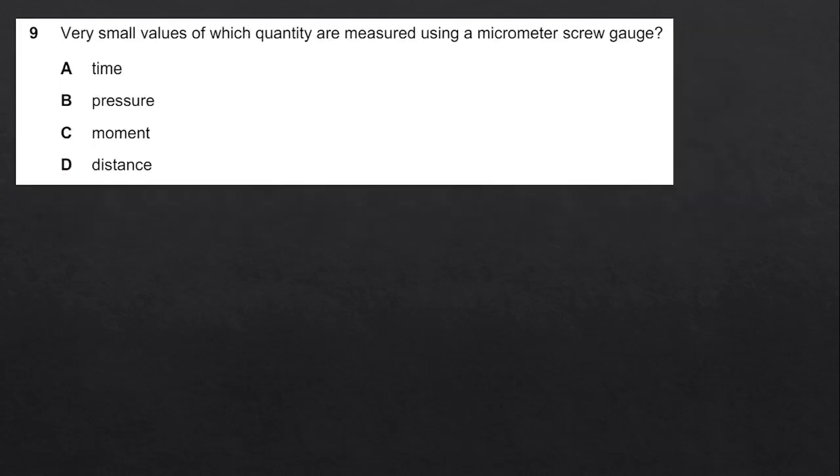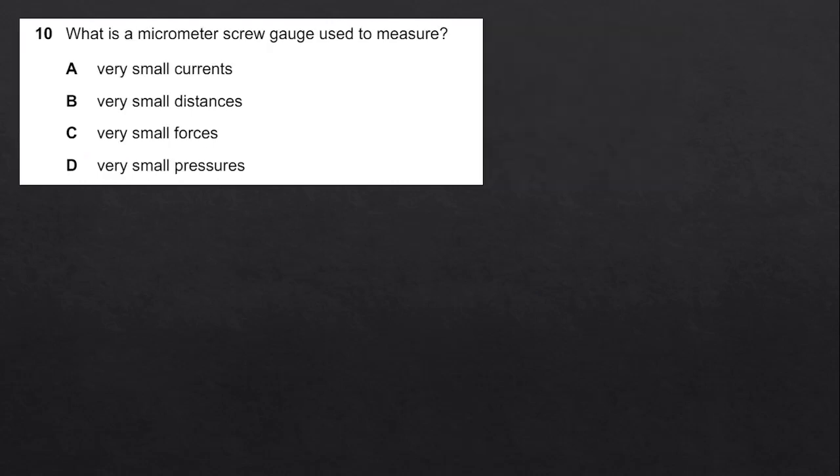Let's look at question 9. Very small values of which quantity are measured using a micrometer screw gauge? So the option would be distance. Question 10. What is a micrometer screw gauge used to measure? So it is used to measure very small distances.